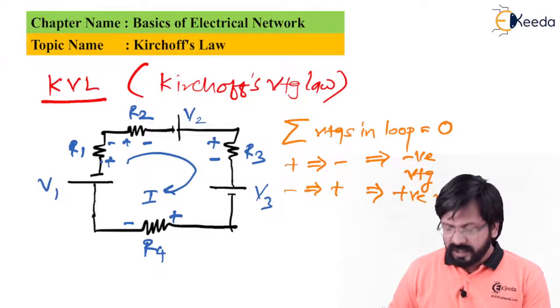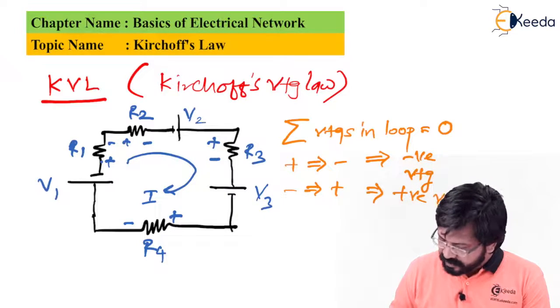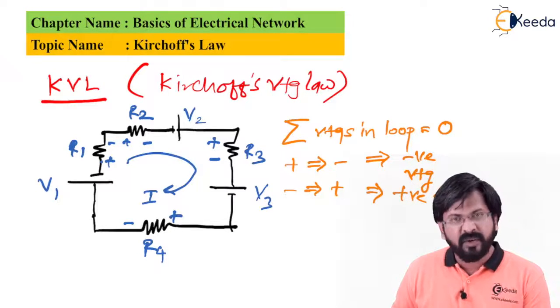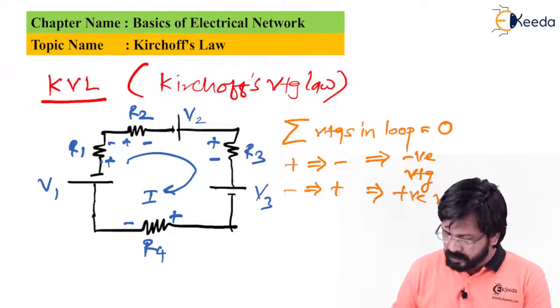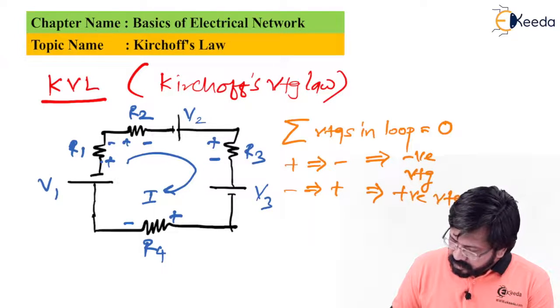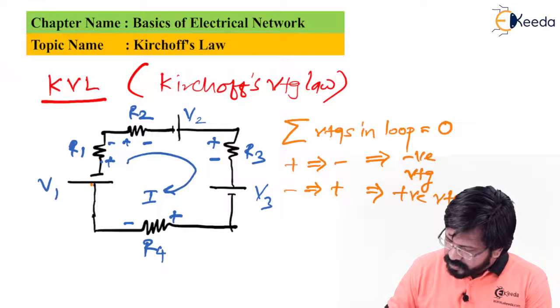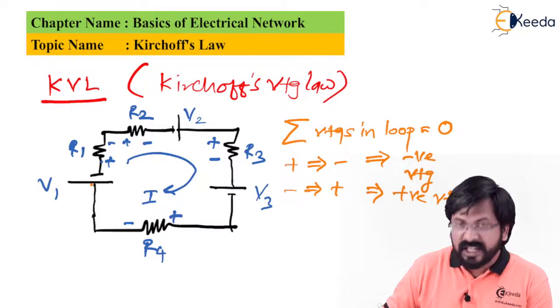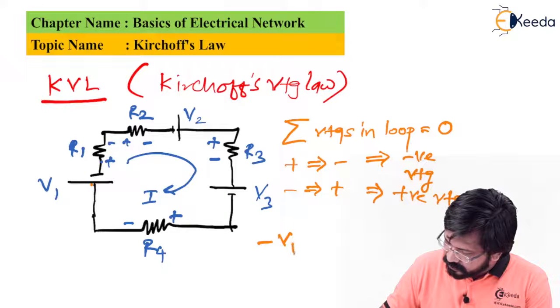So in this loop, let us apply KVL. Now I can start from any point, so I'll start with the V1 voltage point. When I go in the clockwise direction, I will start with positive to negative. So positive to negative, the last sign is negative, so I will say minus V1.